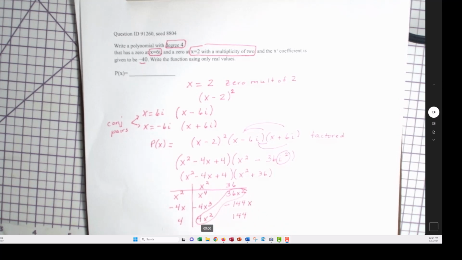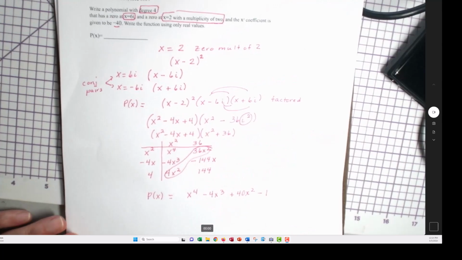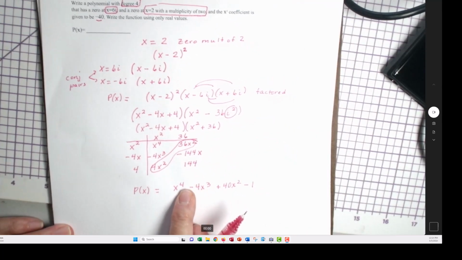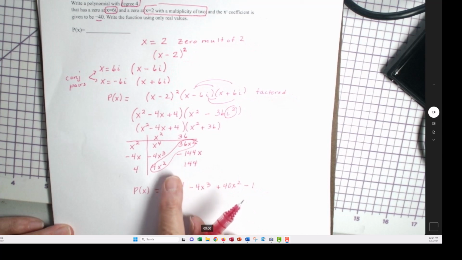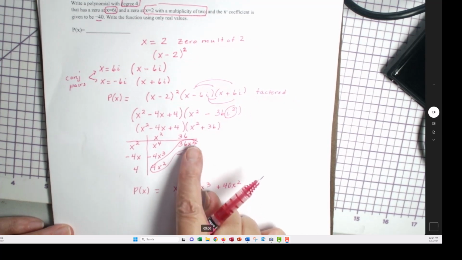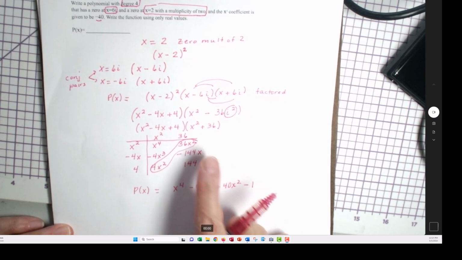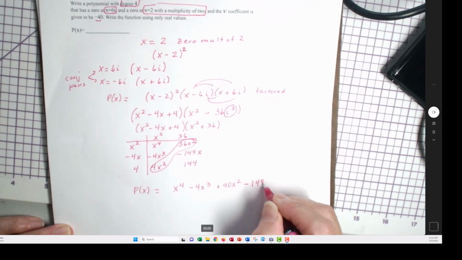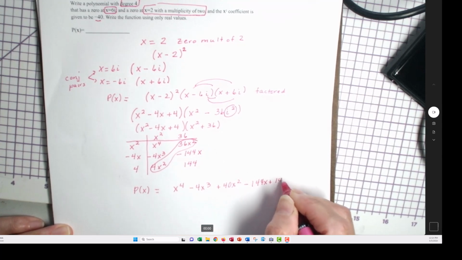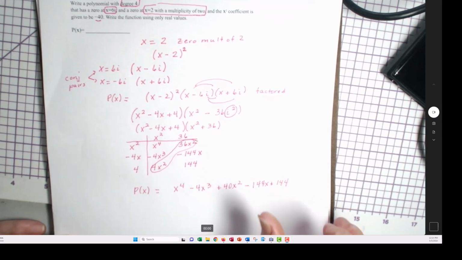So p of x so far, or what we've got so far, is x to the 4th minus 4x cubed plus 40x squared minus 1. Sorry about that. So x to the 4th from here minus 4x cubed plus 40x squared minus 144x plus 144. So that's what we've got so far.